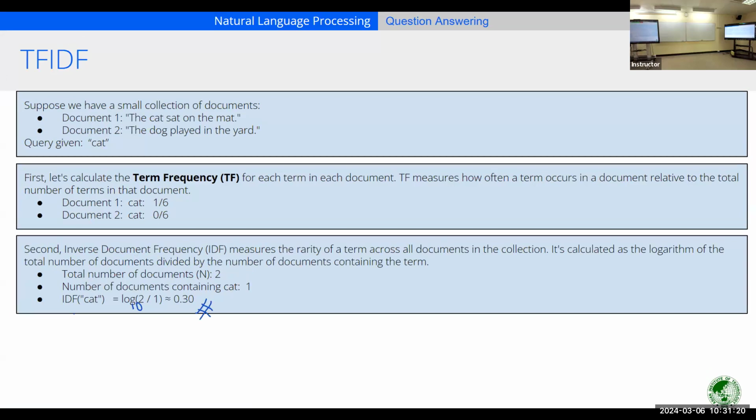All right. So this number tells how rare this cat is, right? And I guess the feeling is like, oh, cat is also very rare, right? Because only, through the logarithm, we only have 30% chance that cat is in all these documents. So cat is quite rare.